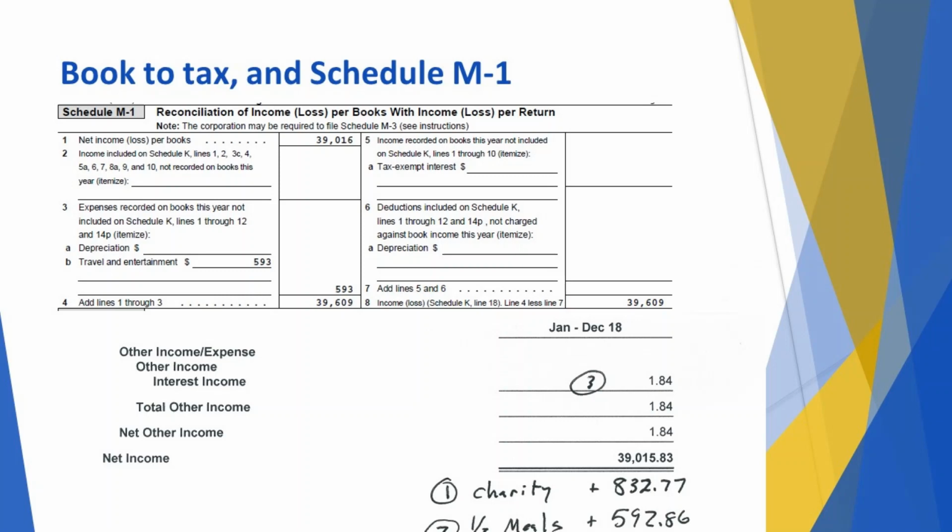Notice that the $39,609 is the income or loss from Schedule K, line 18. From there, we need to make adjustments for items that affect basis but are not separately stated items. We don't report half of meals anywhere on the 1040 or accompanying schedules. That gives us a total of $39,016 per books and ties back to our financial statements.